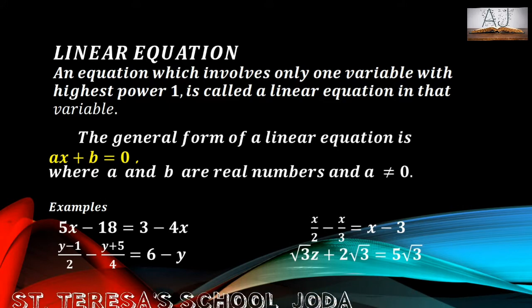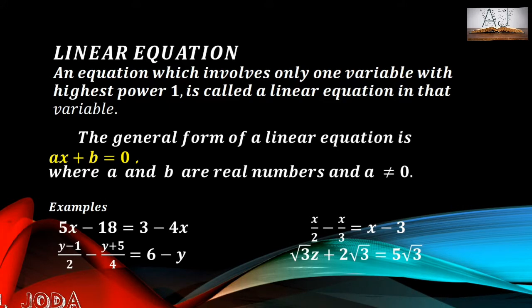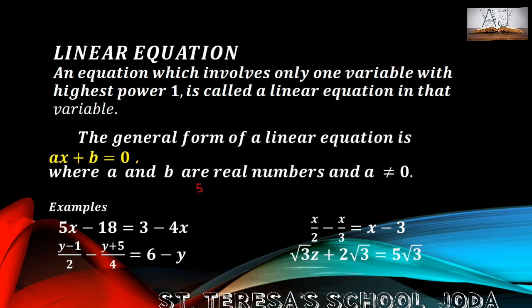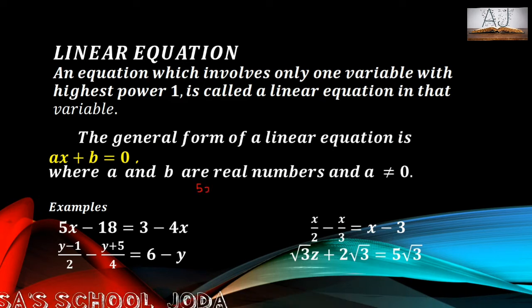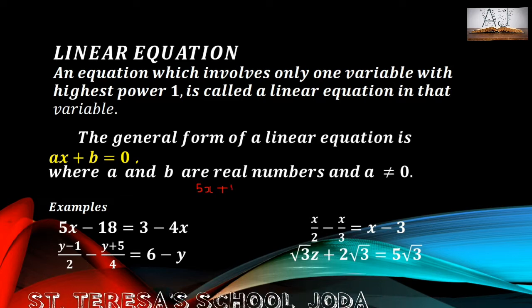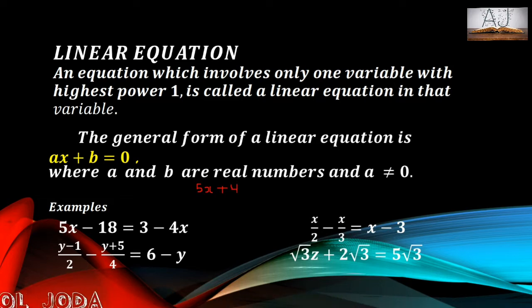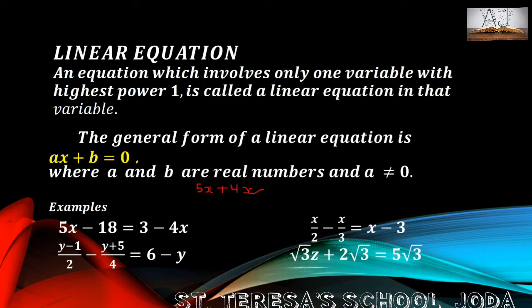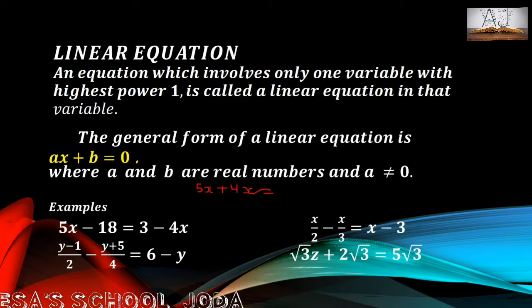Just watch it carefully. See, the first equation I'll make in the form of ax plus b equal to 0. What we need to do is first 5x, then I'll take minus 4x to other side. When minus 4x goes to other side, it becomes plus 4x. So 5x plus 4x equal to 3 is already there. We will take minus 18 to the other side.